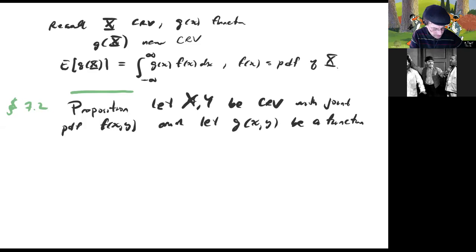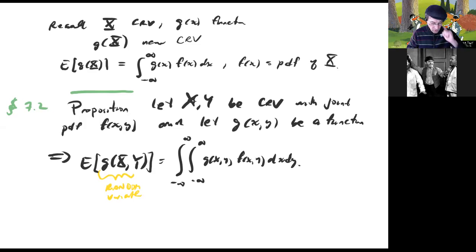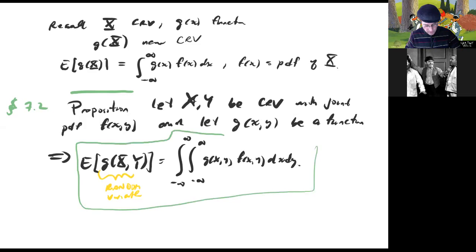So then the conclusion is that if we form g of xy, it is now a random variable in its own right, and we could look at its expectation, and this is a double integral from minus infinity to infinity, minus infinity to infinity of g of xy times f of xy dx dy. So you're integrating over the whole plane. The proof of this is very similar to the proof that I gave, at least when g of x was non-negative, of the previous statement. But this is the statement that's relevant for us right now.